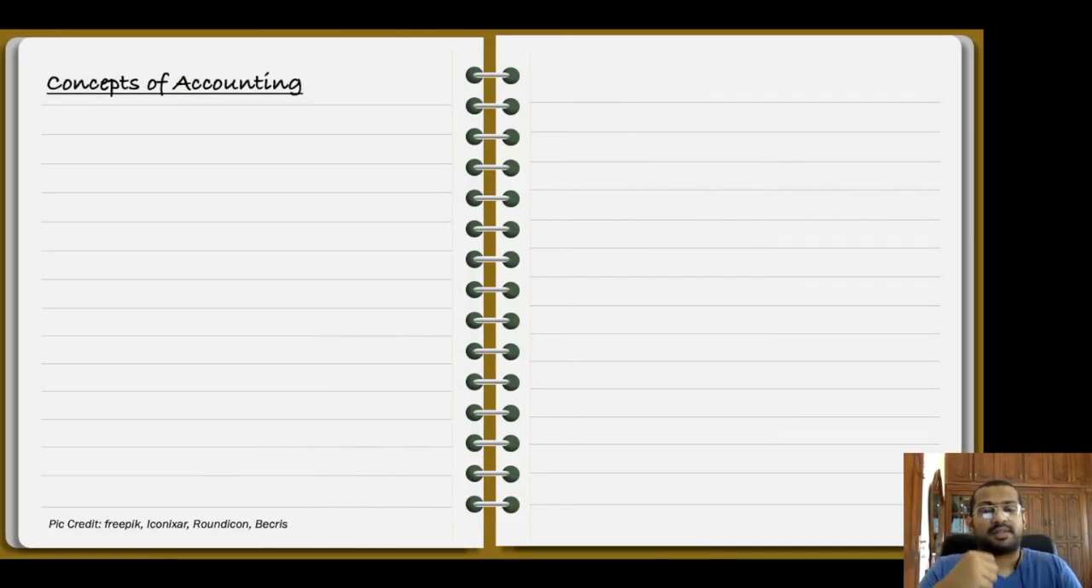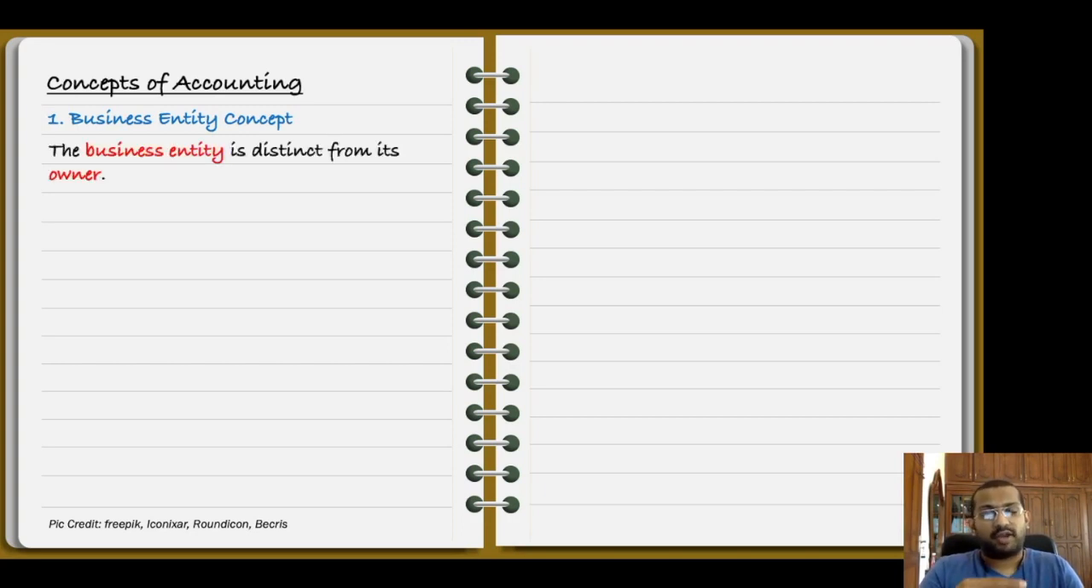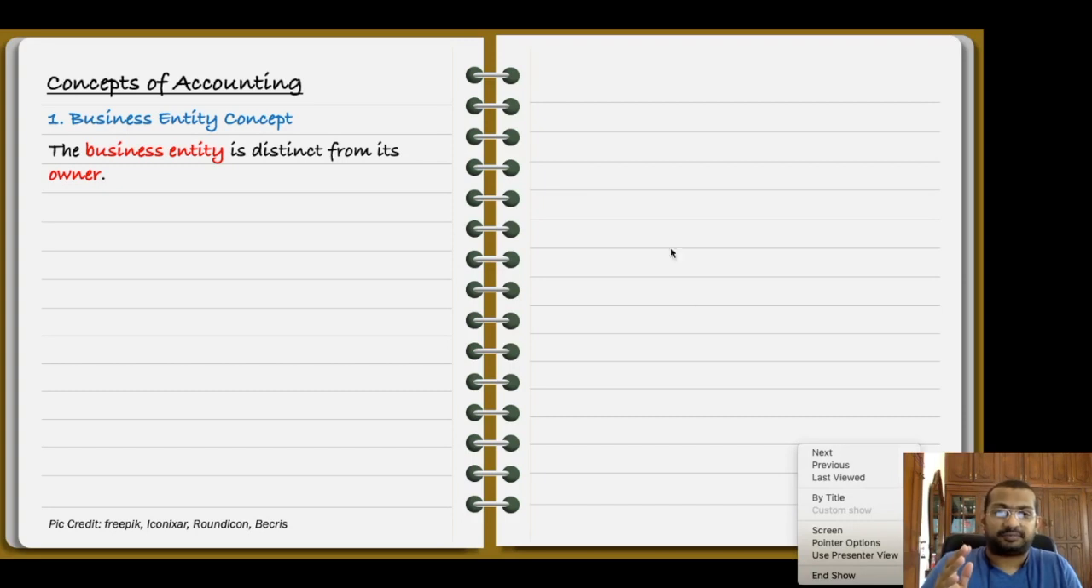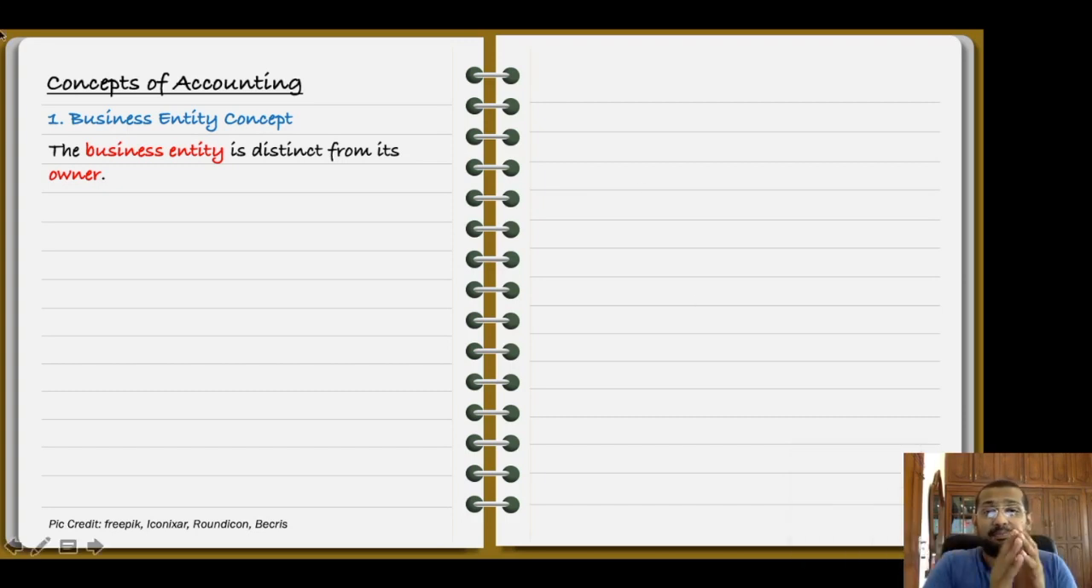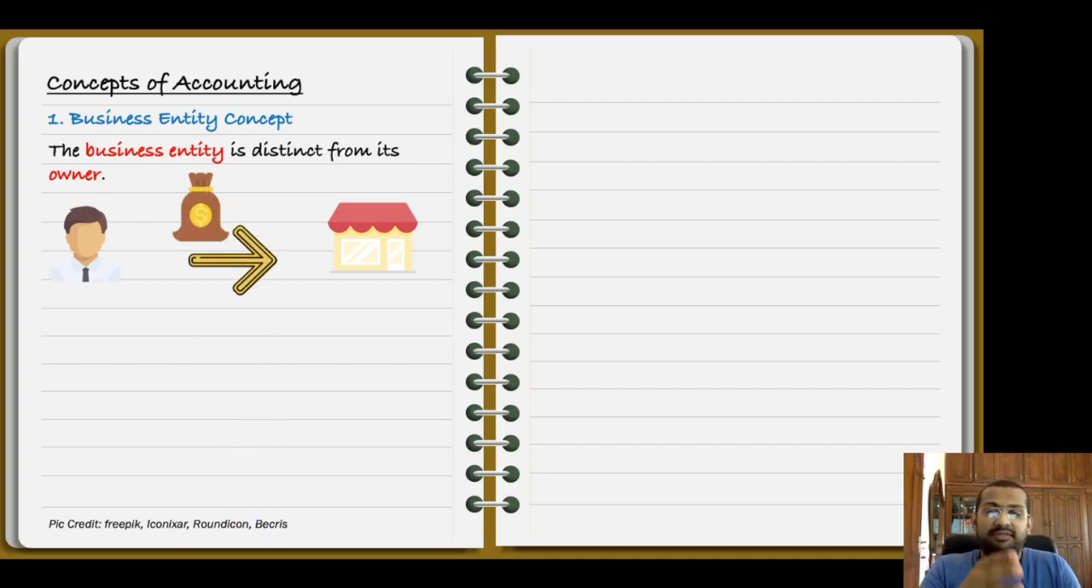The first concept that we are going to learn is the business entity concept. This is a concept whereby the owner and the business are separate entities. Let's see an example first and then we will explain. This is a person X who has started a business by investing his hard-earned money into the business. Even though this is his hard-earned money, the business entity concept states that this business and Mr. X are two different entities.